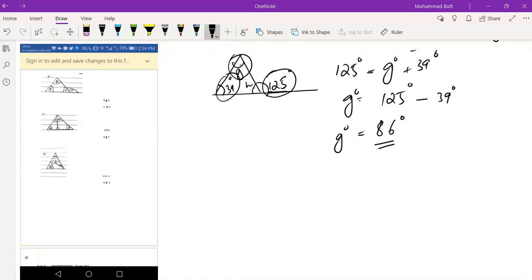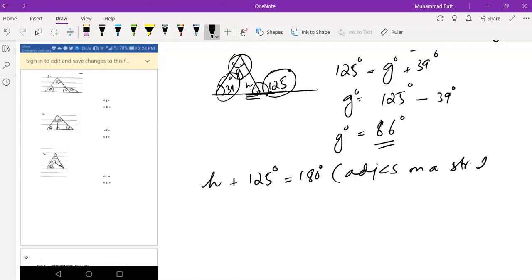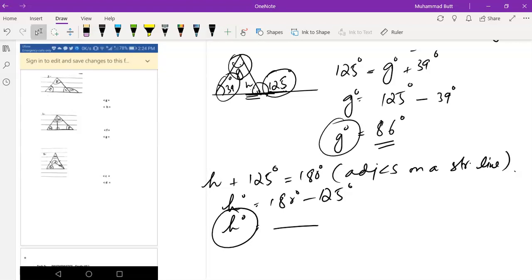Now we'll come to how to calculate the value of H. It is very easy. We know that this is a straight line and 125 and H are adjacent angles on a straight line. And we know that the sum of adjacent angles on a straight line is always equal to 180 degrees. So now we can easily find the value of H. That would be 180 degrees minus 125 degrees, and you can easily find the value of angle H over here. So students, it's not too difficult.